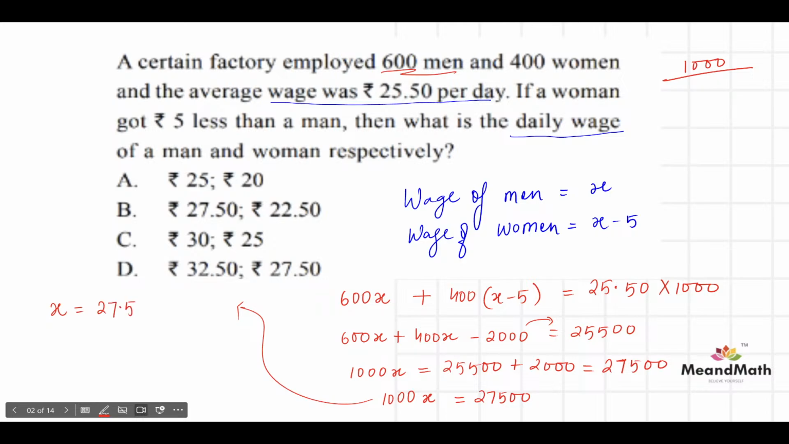27.5 is for a man. So the woman would be, we have only one option, so the woman is going to be 22.50. Or for a woman, you can just do x minus 5, that will give you 27.5 take away 5, that is 22.5. Hope that makes sense.